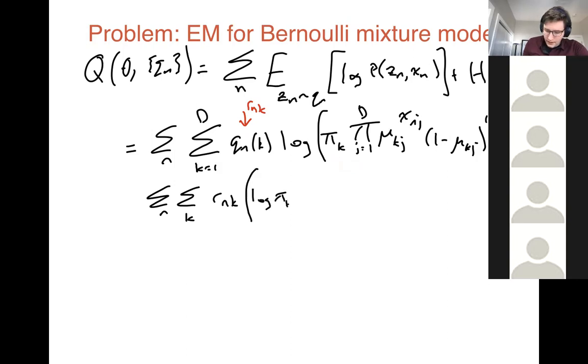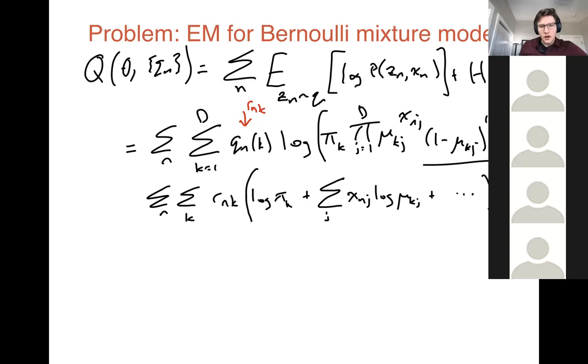log pi k plus sum over j, x and j log mu kj plus dot dot dot, this thing here. I'm just going to say for the sake of time, I'm not going to write it out. Log of the top times log of the bottom. Okay, so that's our Q function. Good, so that was part one.